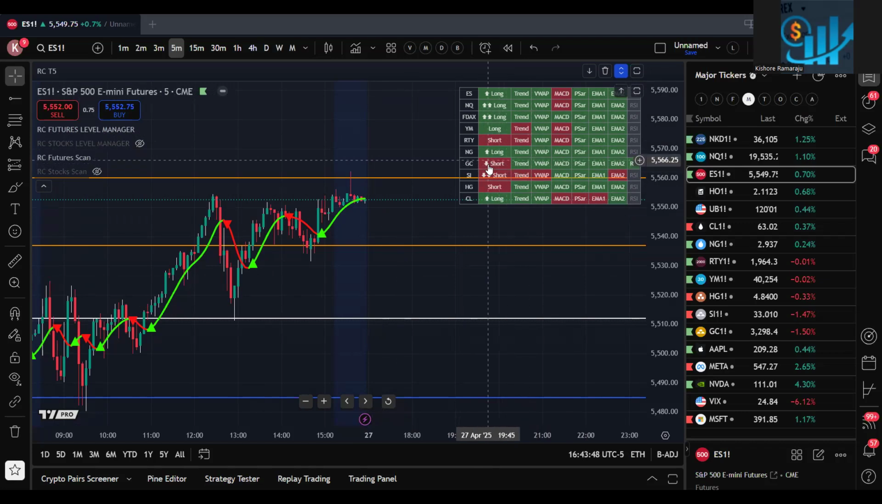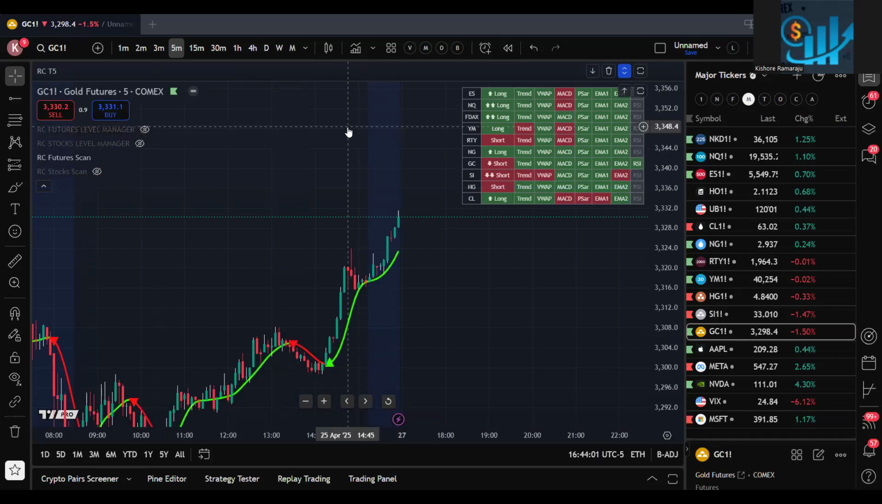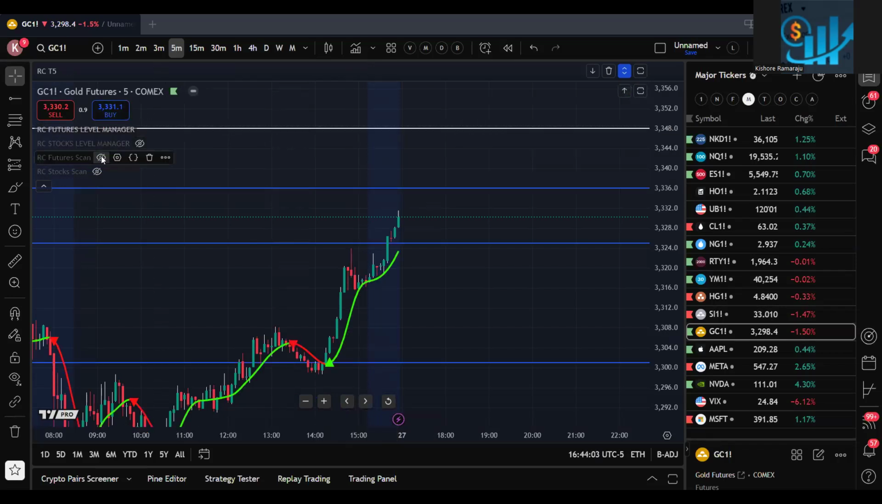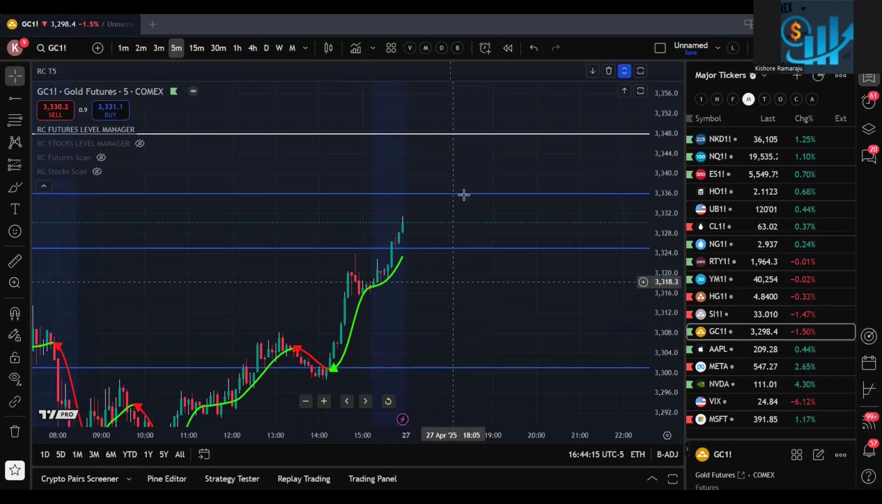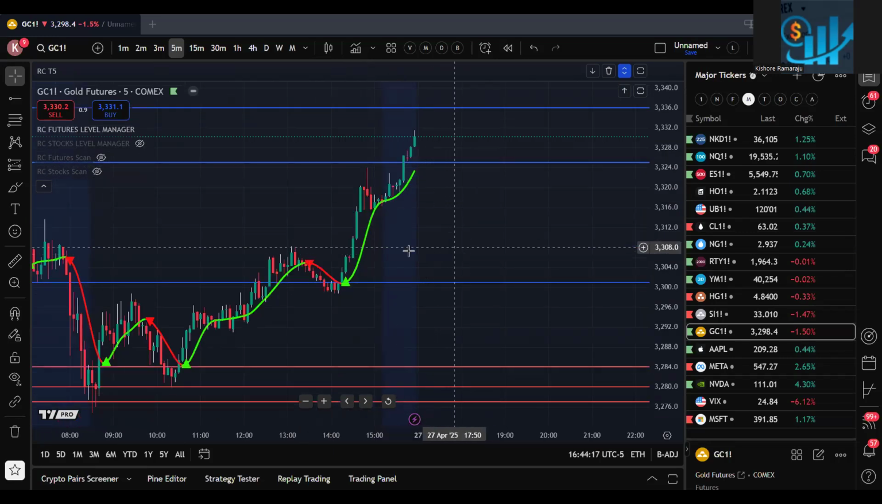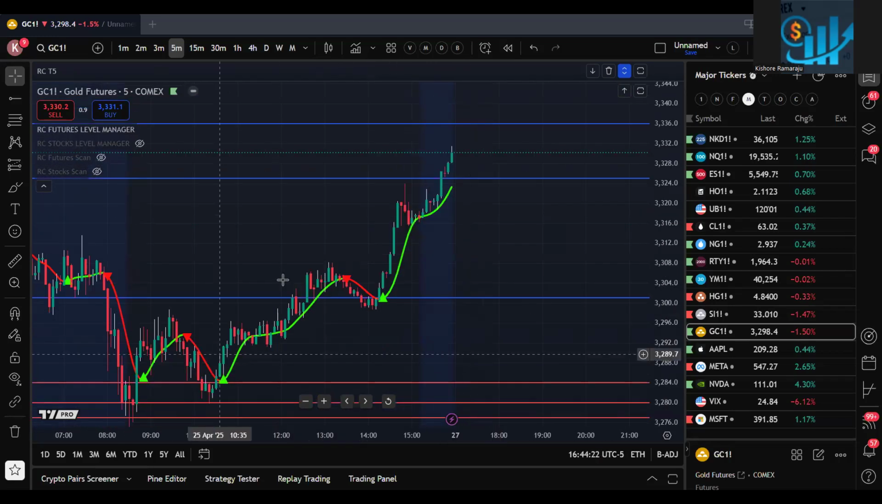Here GC, it is telling short, but everything is green. Why is it telling short? Because if you go and see here, it is below the white line, and it is somewhere in between these two levels. If it is between here and here, it will tell short. If it is here to here, it will tell short with one arrow. If it is somewhere here, it will tell short with two arrows because it is at the bottom of the magnetic level.